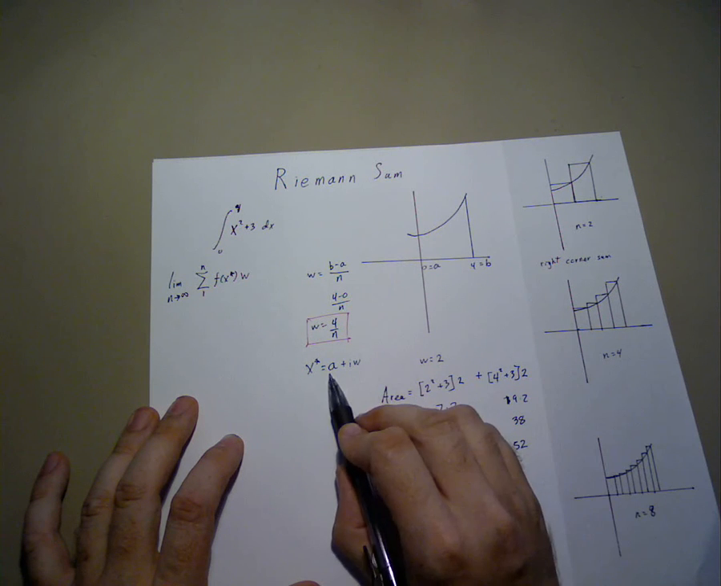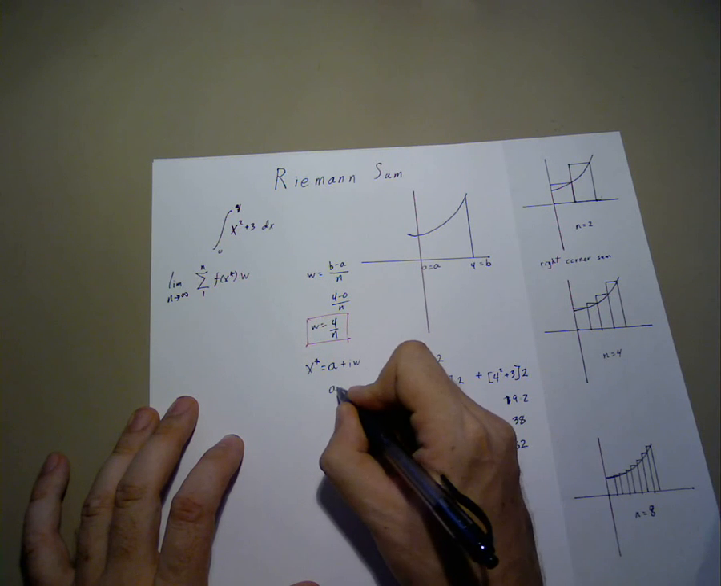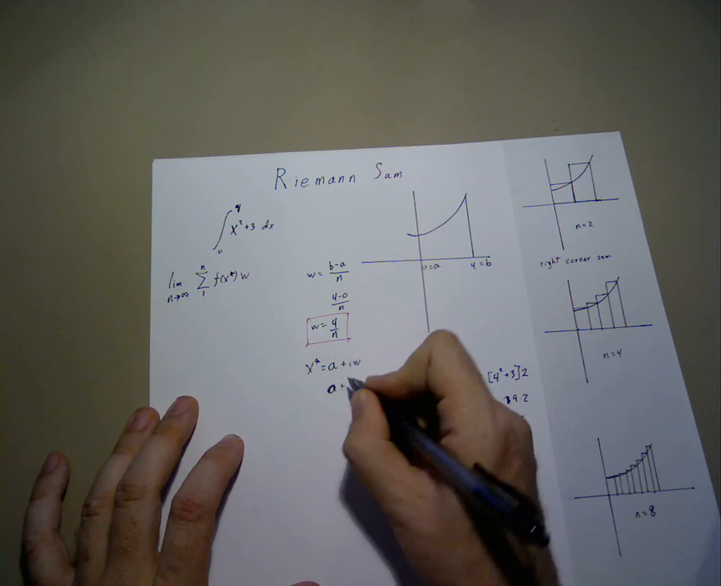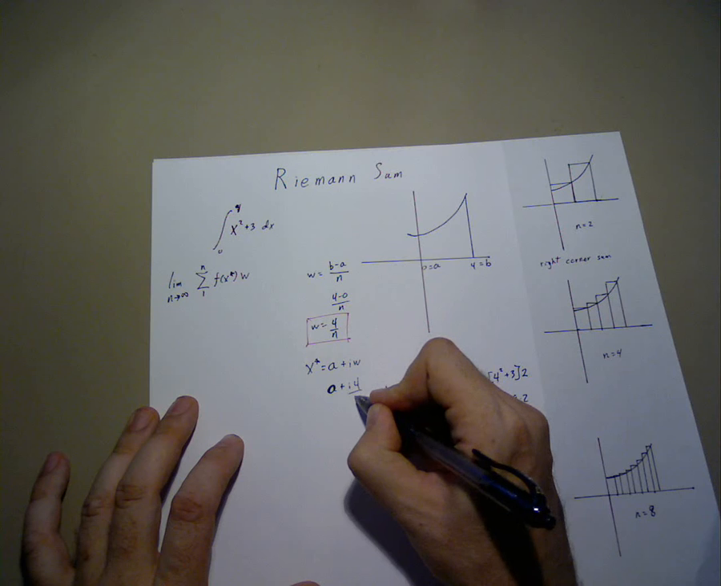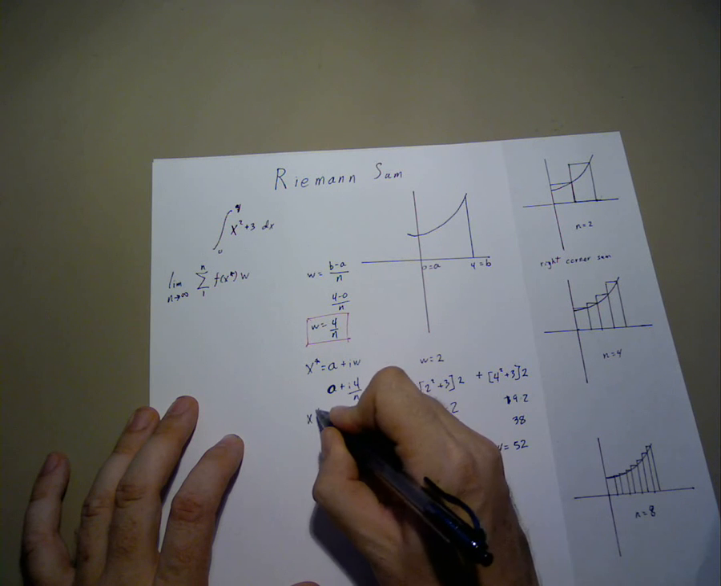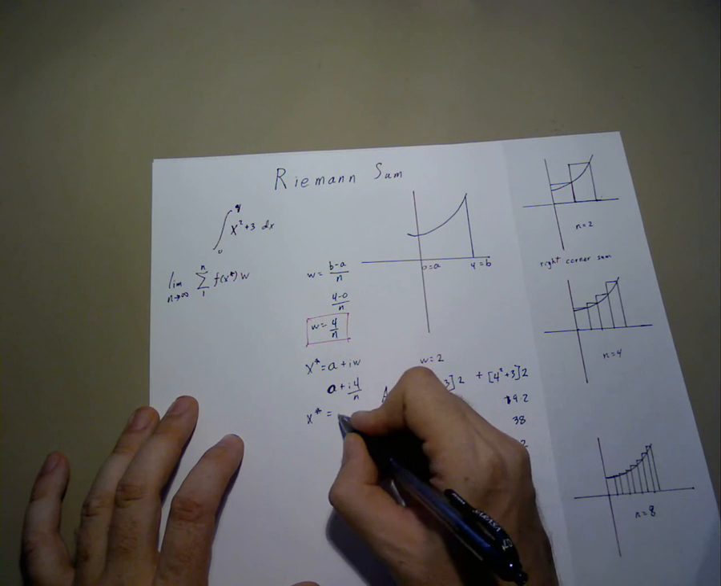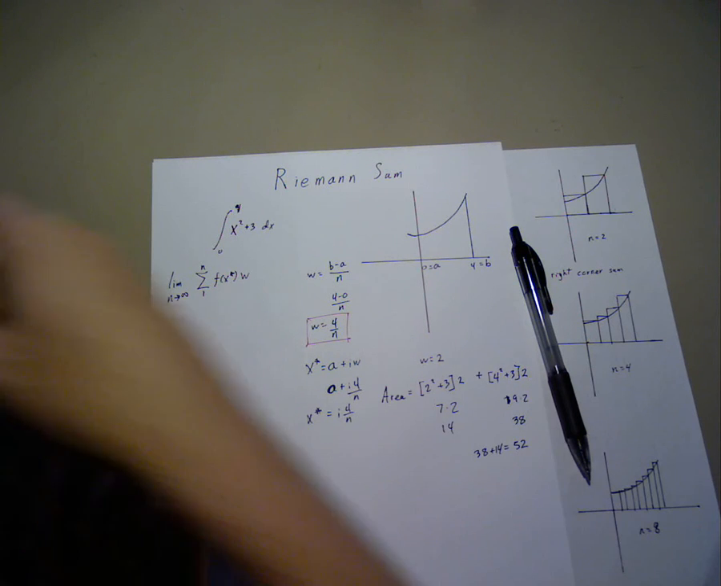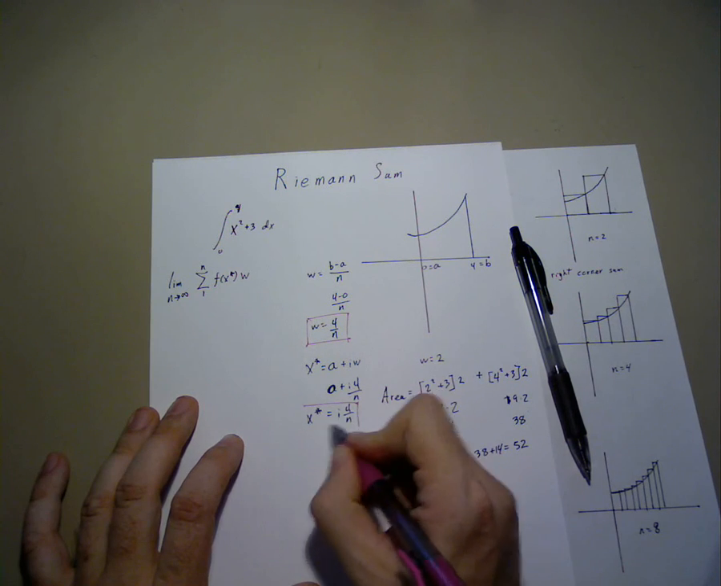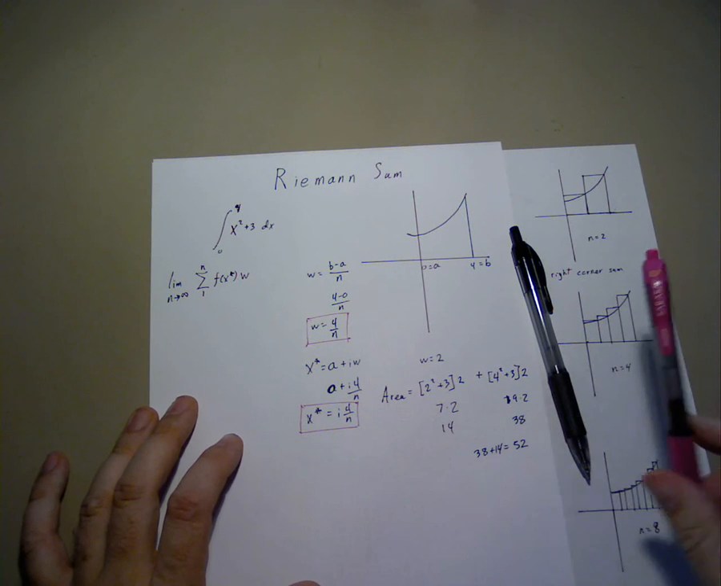Now in our case, a happens to be 0, so we get 0 plus i times w, and w is 4 over n. X star equals i times 4 over n. Once again, I'm going to box this because we're going to use this in the rest of the problem.